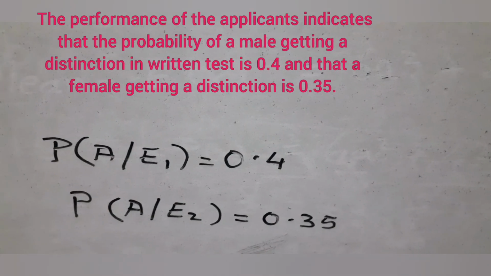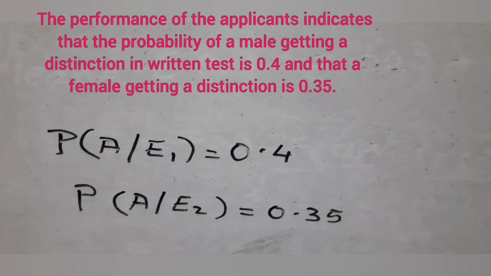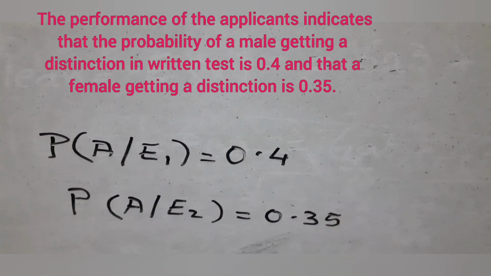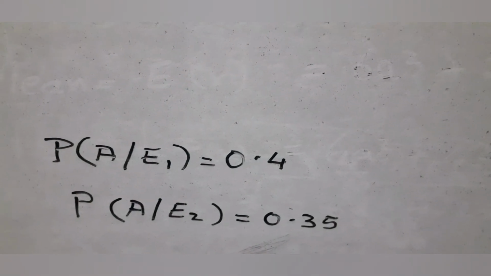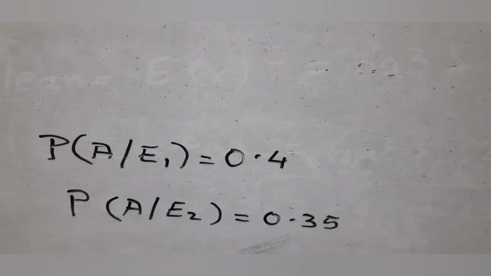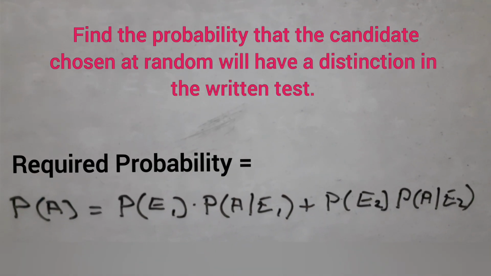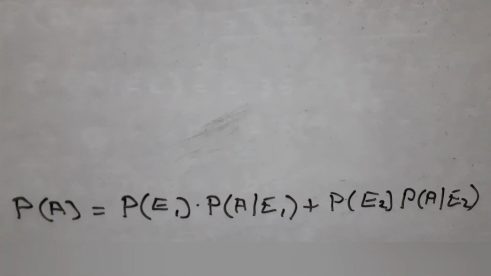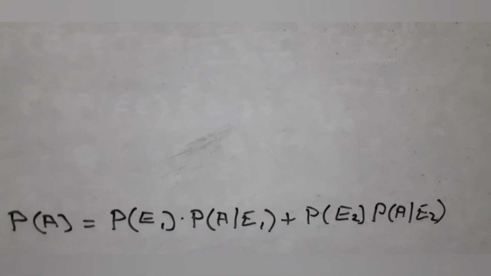Using the data in the question, we get P of A given E1 equal to 0.4 and P of A given E2 equal to 0.35. In the question, we are required to find the total probability P of A. So apply the formula for P of A, substitute the values and calculate the probability.